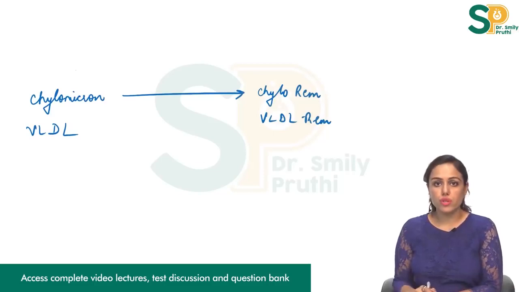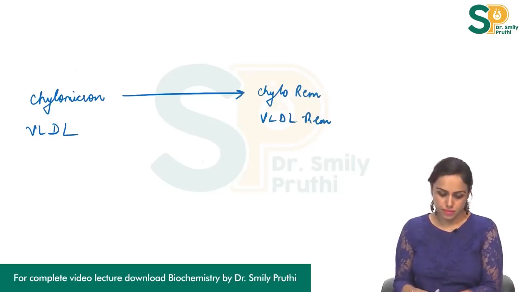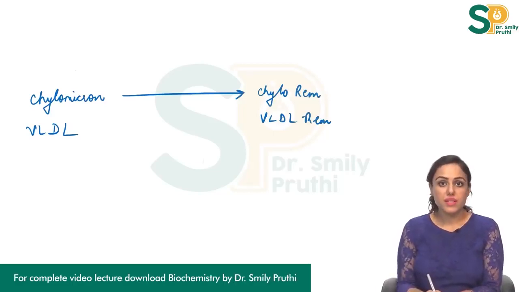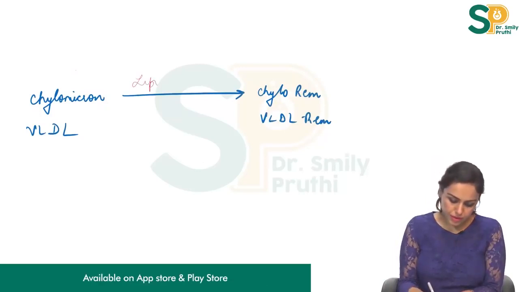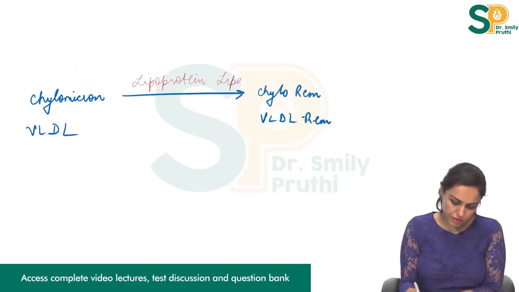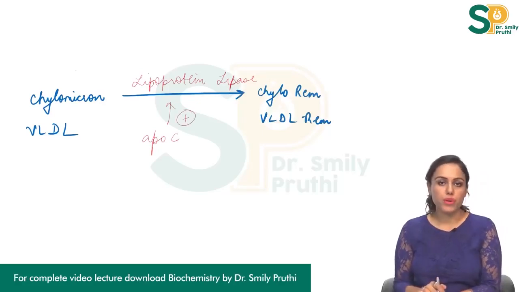Now, for the conversion of chylomicron to chylomicron remnant and of VLDL to VLDL remnant, one enzyme used is lipoprotein lipase. This enzyme lipoprotein lipase is activated by ApoC. ApoC is the activator of this enzyme, right?